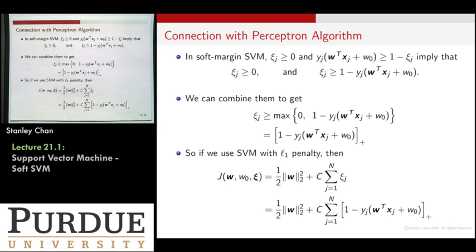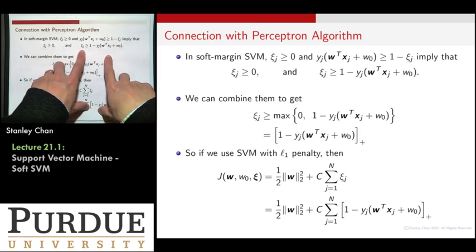I want to draw some connection between the support vector machine and also the perceptron algorithm that we have learned so far. In fact, if you remember, how did we get to the support vector machine? We got to the support vector machine by saying that the perceptron algorithm doesn't have a very good margin, and therefore we want to use the support vector machine to find a max margin classifier. Because of this motivation, we should think that there should be some connection from the support vector machine to the perceptron algorithm. And here is the connection.